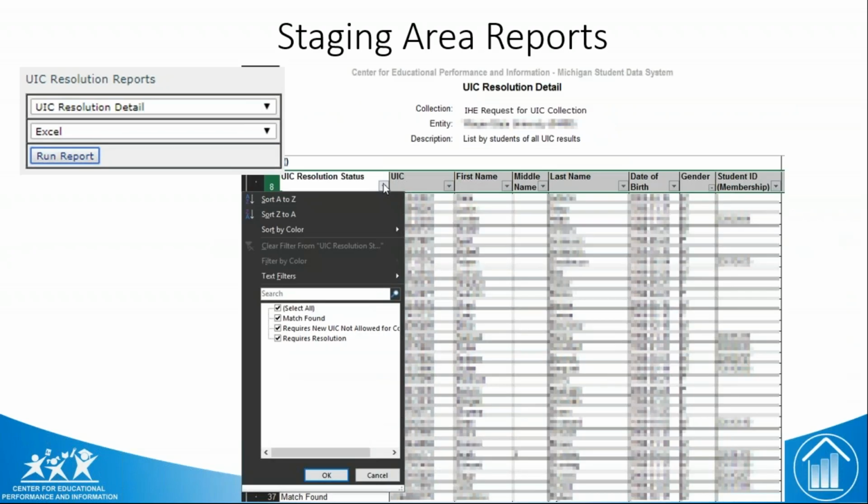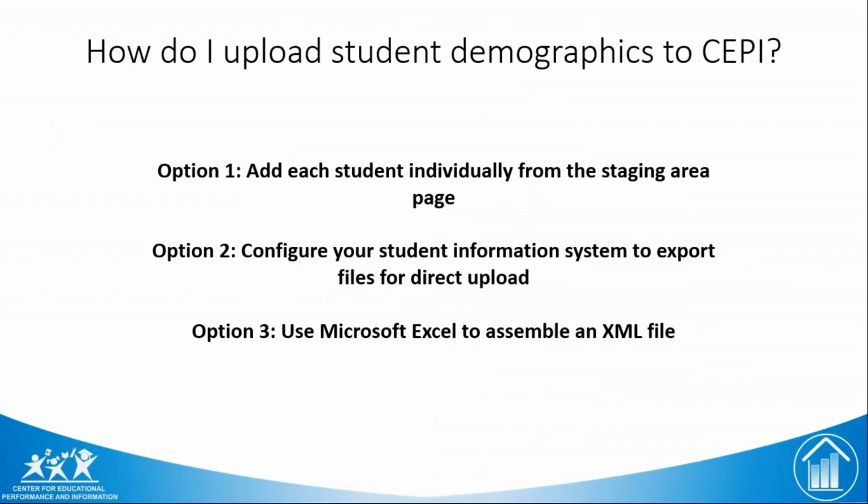So there you go. The UIC resolution detail report is one that's going to give you that full synopsis of the upload that you put into the collection, the different statuses. So if you want to work offline with some of the students that require resolution, you can also use this report to put information back into your student information system if need be. I find this report really useful when I'm working through research requests just because it gives a full synopsis of what's going on in that data staging area.